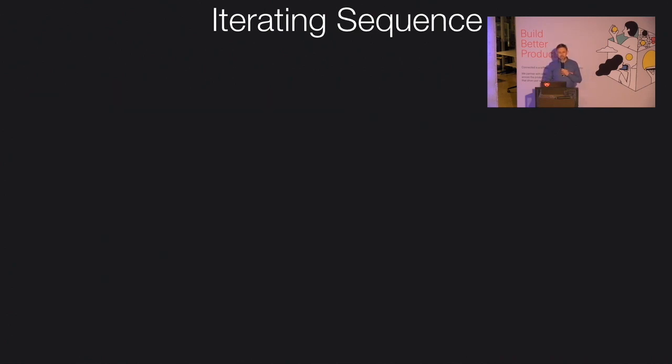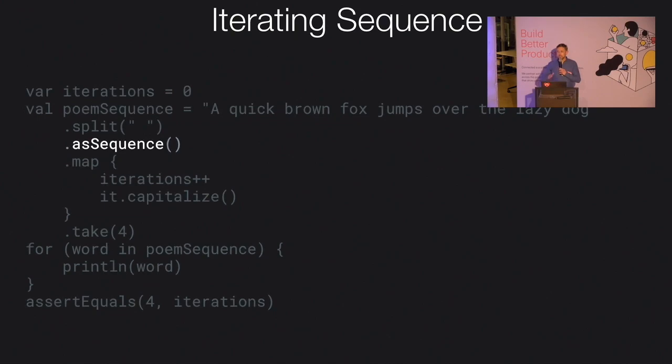So here we're going to do the same thing. We're going to iterate a sequence. We're going to take this list of words, turn it into a sequence using the as sequence, which returns this collection object. We're going to do the same thing, iterate and map it, print them out. But now we've only done 4 iterations.